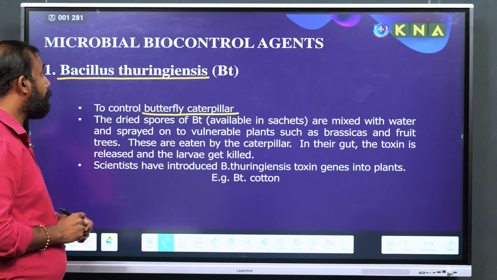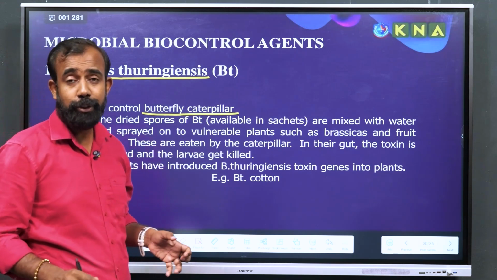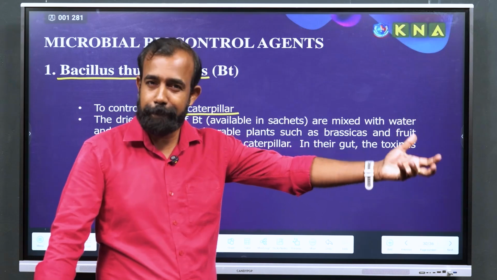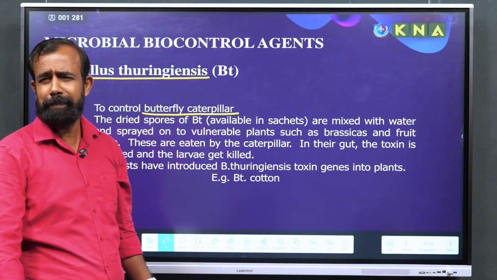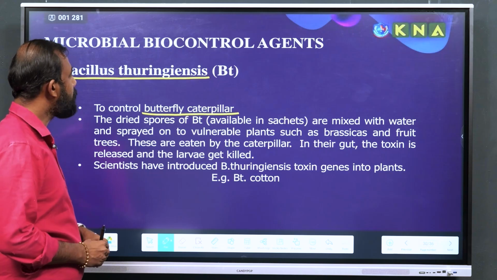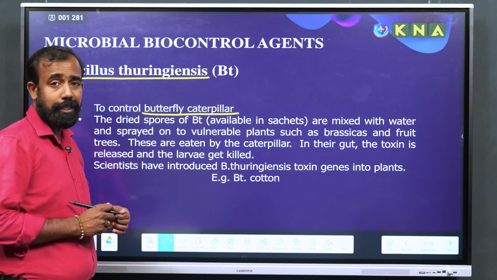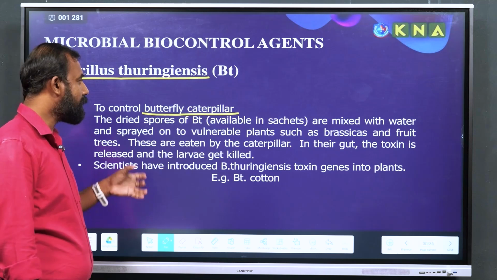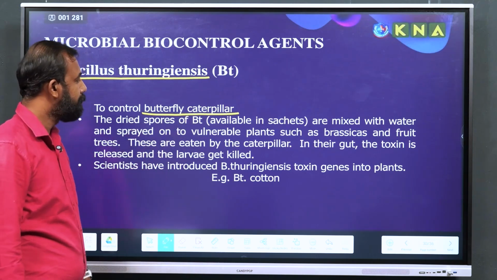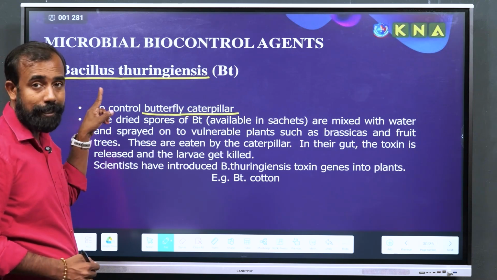You will study more about Bacillus thuringiensis in the chapter Biotechnology and its Applications. Clear? BT cotton, BT brinjal. This bacterium produces a toxin. This toxin kills some insects, especially butterfly caterpillars. To control butterfly caterpillars, we use Bacillus thuringiensis.